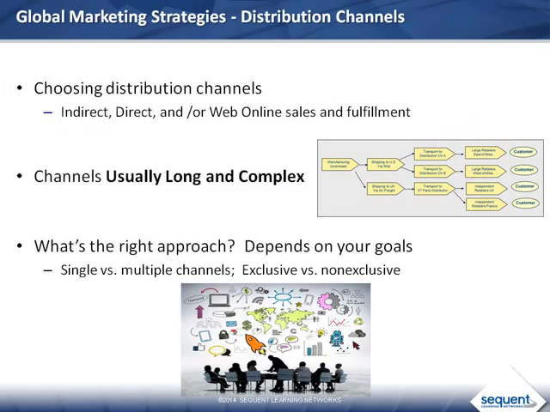The fourth P is placement or distribution. This gets even more complicated as we move to a global structure because it's not the same as it is in the U.S. We would have to make some choices about whether it's indirect or direct, whether we're just going to do web online. In fact, Victoria's Secret does business in a web matrix model. Overseas, the channels are often extremely long and complex, which obviously has impact on everything from time to market to control and the amount of return on investment you can get. So how do we do this? Well, a lot depends on your goals and the company's goals.